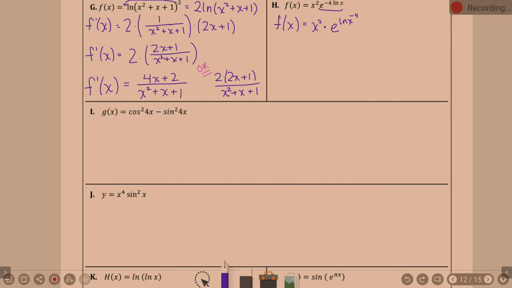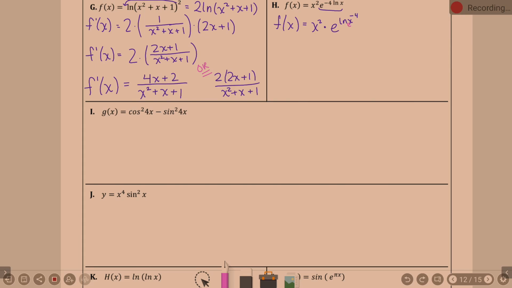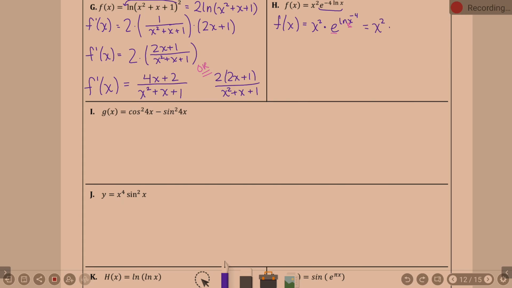What's the base of natural log? E. Remember when this and this are the same? It's equal to whatever is inside the natural log. So we already have the x squared, and this is just equal to x to the negative 4th. If you see this, it makes the problem 100% easier, which is where I'm trying to take you.